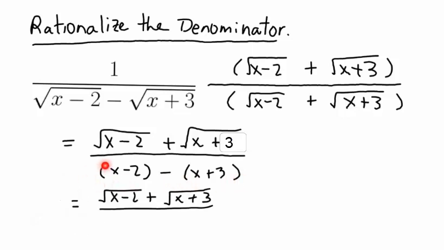So just noticing a little bit of simplification that can happen in the denominator, we're going to get x minus x, which is 0, and then negative 2 minus 3 for a negative 5 inside of our denominator.